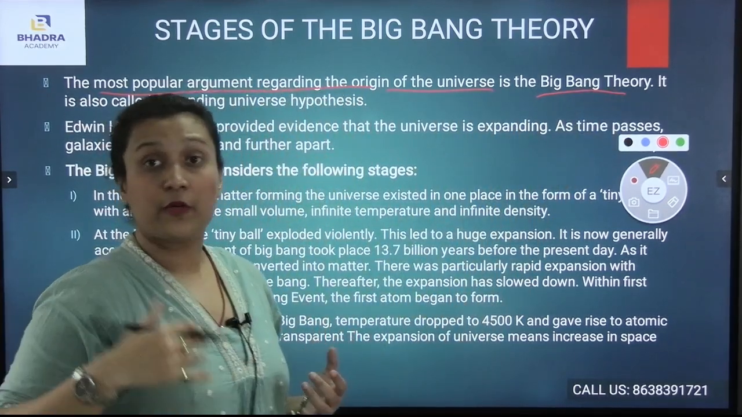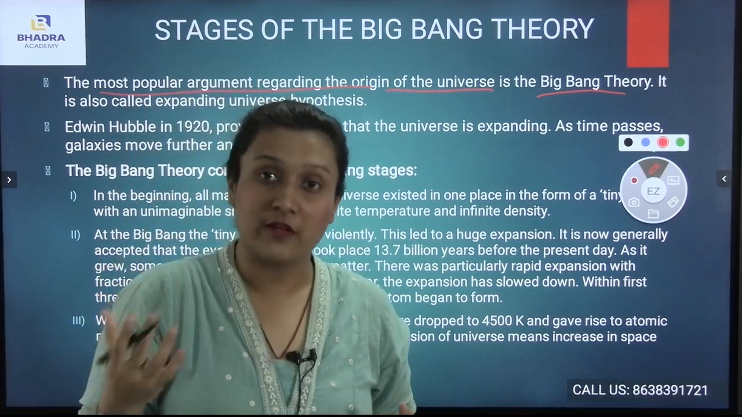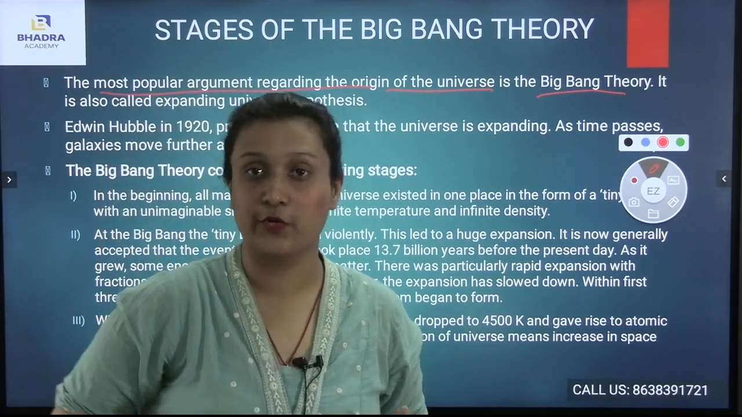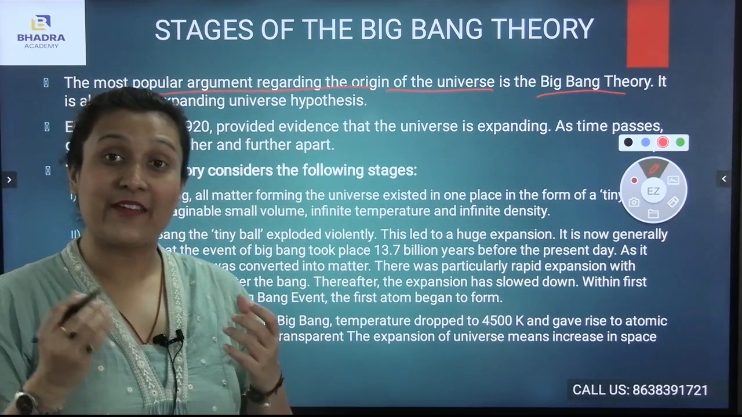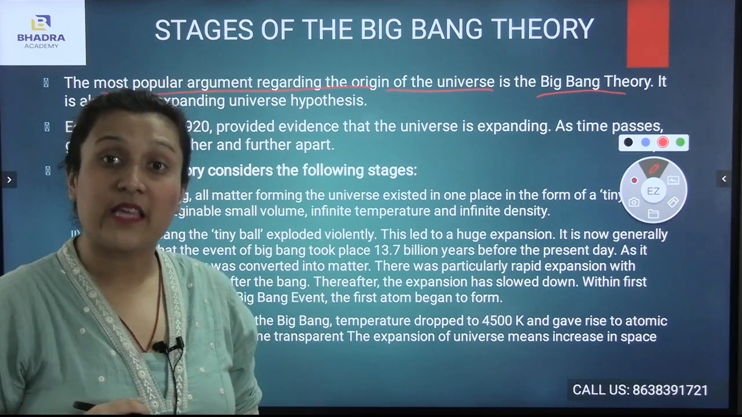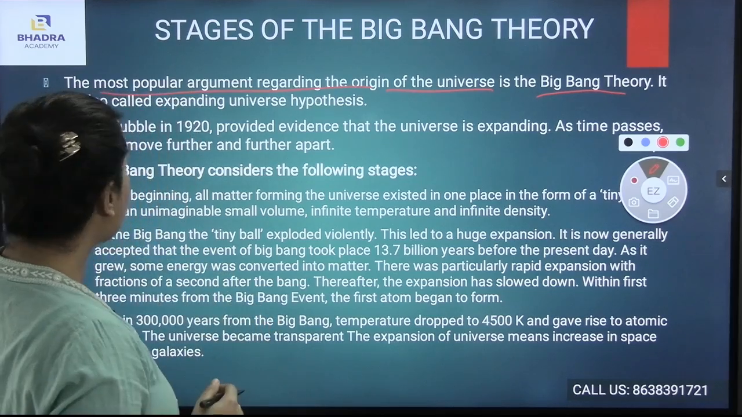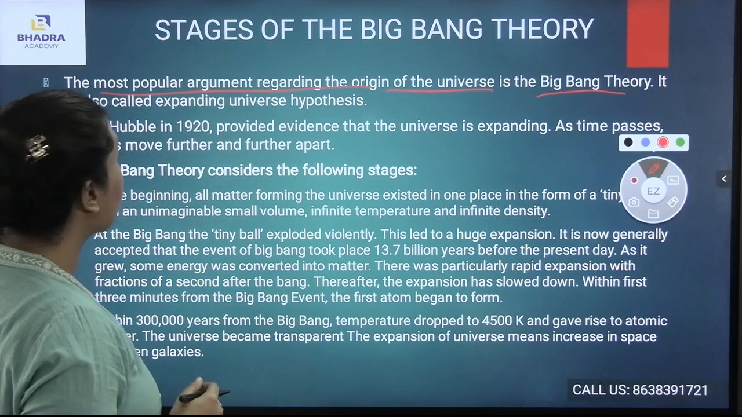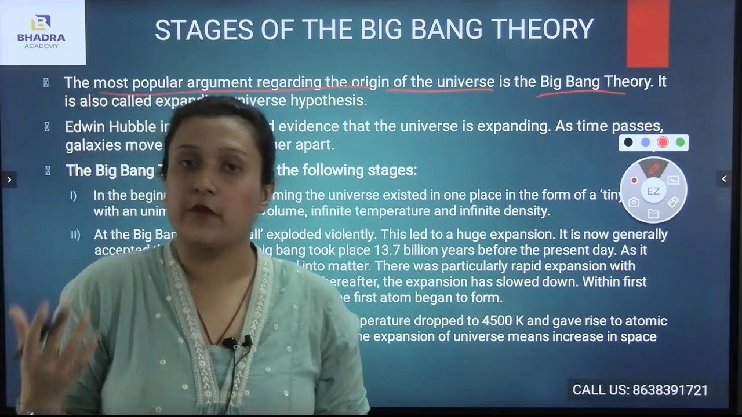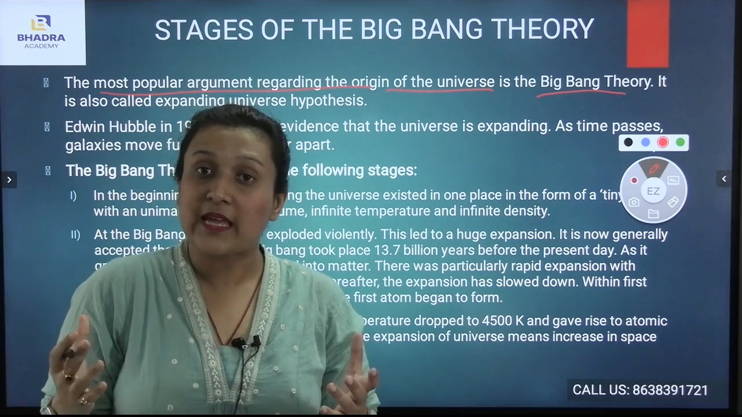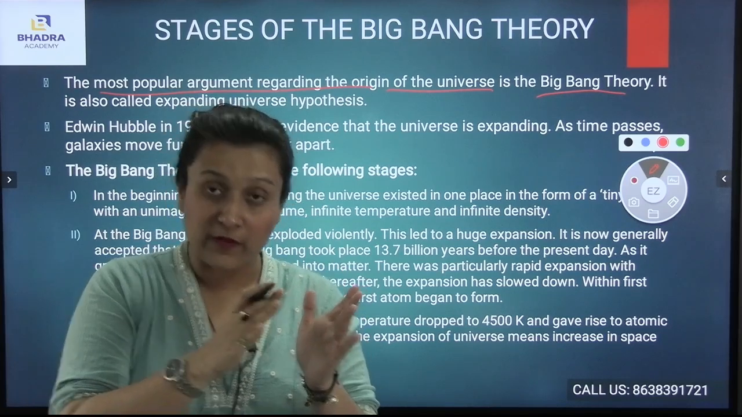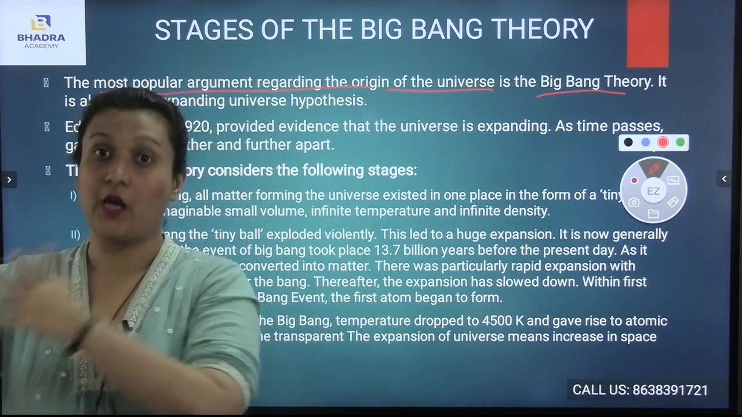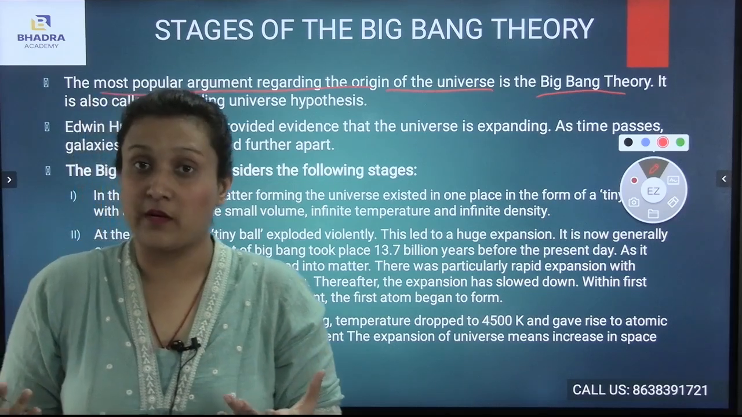The Big Bang theory is not only about the origin of the Earth, it is about the origin of the entire universe. Edwin Hubble in the year 1920 provided the evidence for the Big Bang theory. As time passes, galaxies move further and further. There are different kinds of galaxies, and in every galaxy there are stars and planets. One galaxy is moving far apart from another galaxy, which means the universe is expanding.